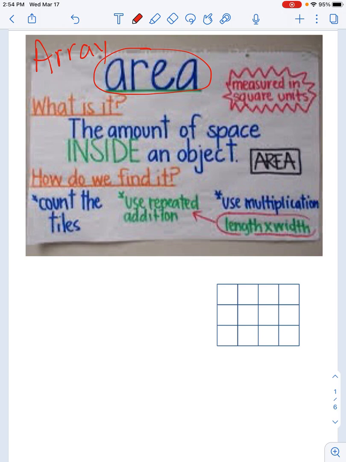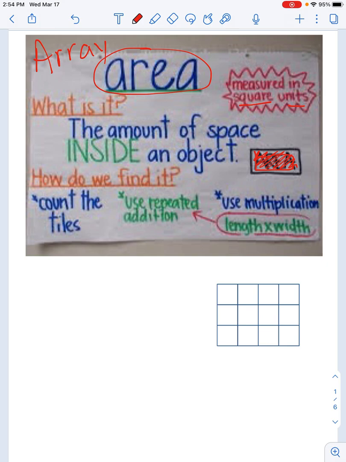Now let's talk about what area is. Remember that the area of a shape is the amount of space inside of that shape, okay? So you can see me coloring in the area of that shape. We measure area in square units, so it could be square centimeters, square inches, square miles, but if we don't know the unit, then we just say square units.